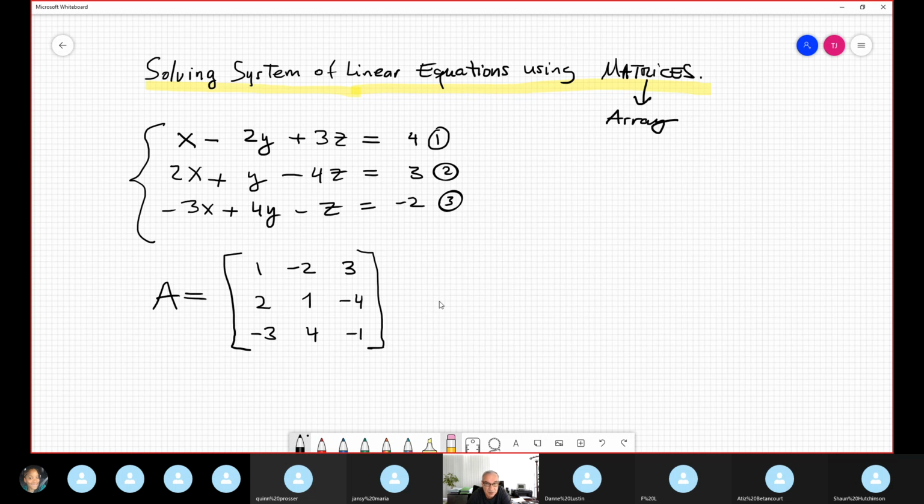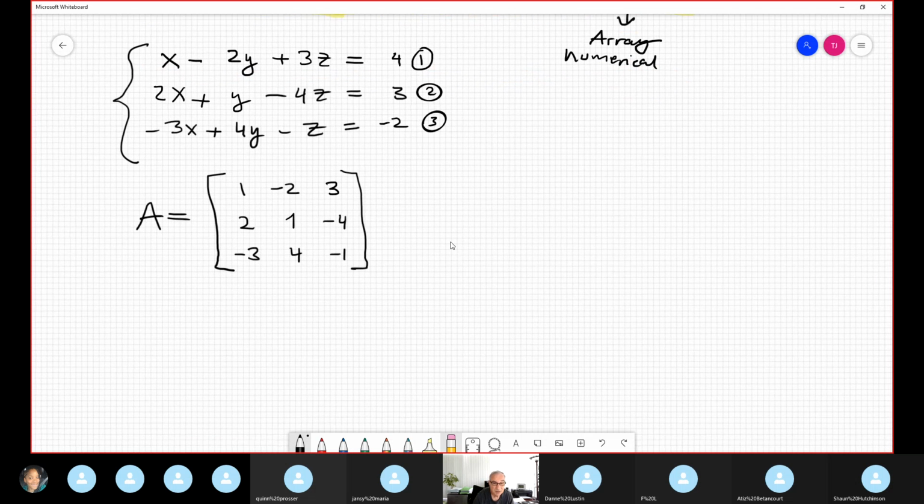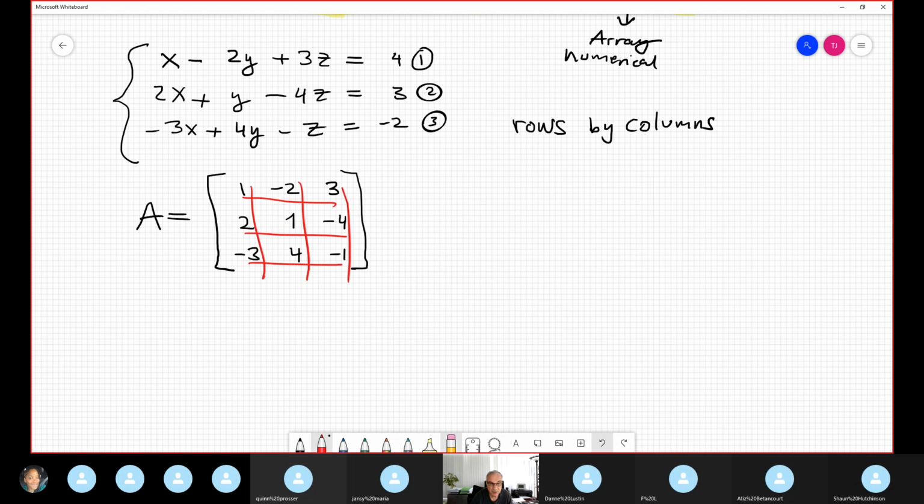So inside the matrix we only have numbers. It's a numerical array. No variables anymore. It's important to understand that this matrix has a dimension, and the dimension is the number of rows by the number of columns. In this case, we have 3 rows, 1, 2, 3, and 3 columns, 1, 2, 3. That is the reason this matrix is a square matrix.